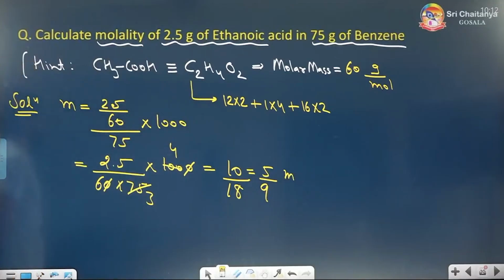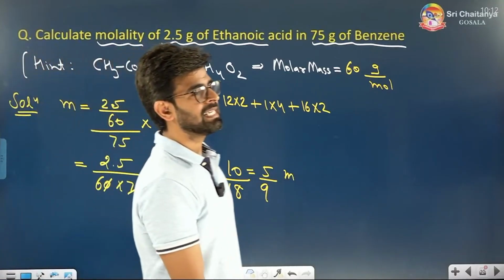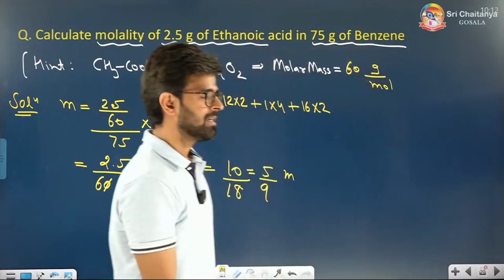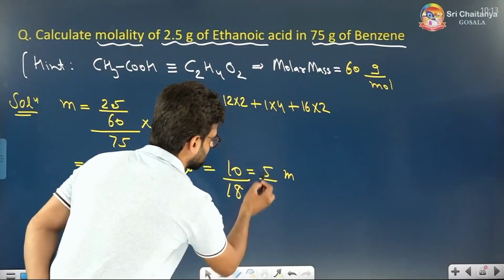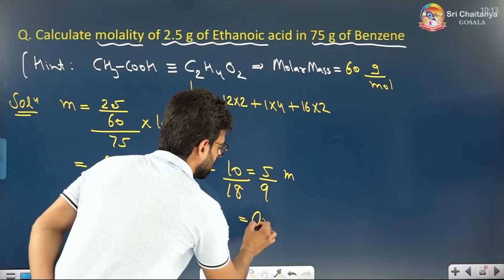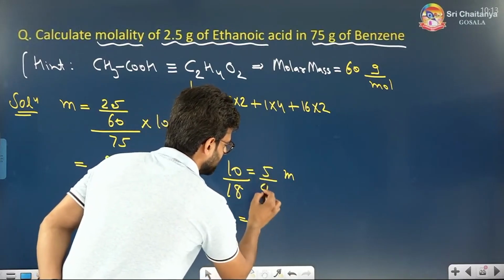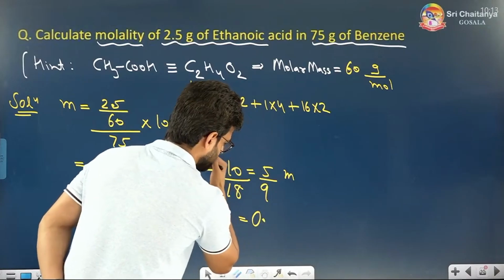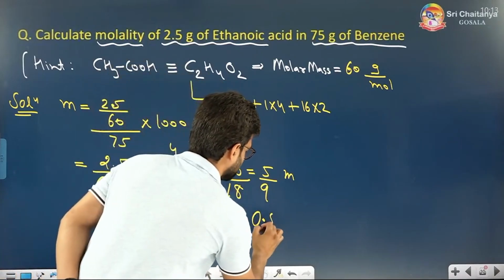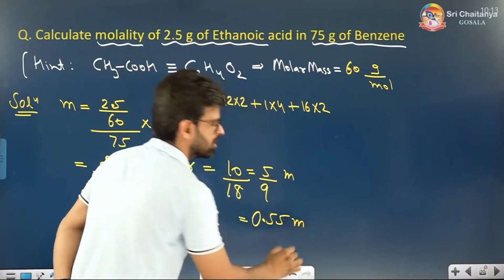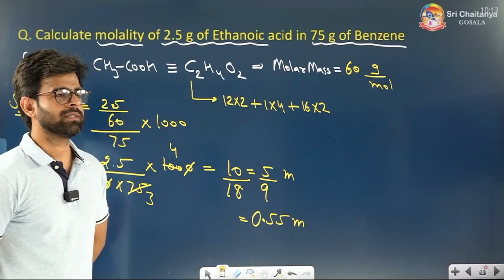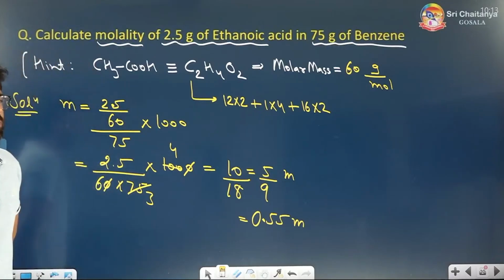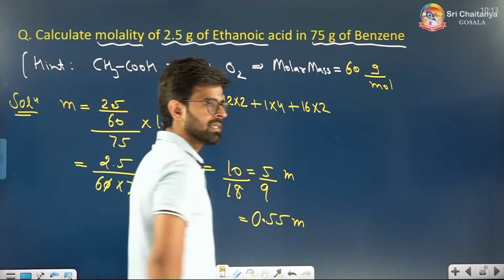5 by 9 molar, right? Clear? 5 by 9. Very good. Yes, or you can say, if you want to solve this thing, what is coming? 0.555. That's it. 0.55. Very good. Yes, everyone? Good. Done. I hope you get the point. Next one.